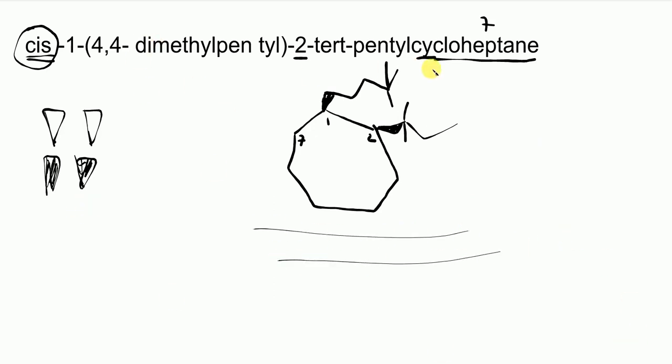And cyclo is just making it into a ring. So this is cyclobutyl, it's a square. This is cyclopentyl, cyclopentane, right? This is cyclohexane. This is cycloheptane. All right, so not too bad.